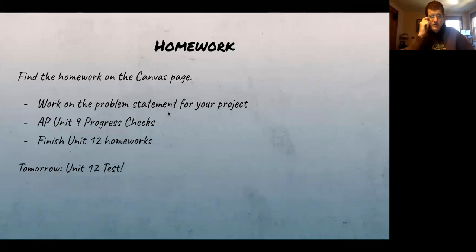If you have questions about your project, you can stick around. Work on your Unit 9 progress checks. That's going to help you with the multiple choice, no doubt. And you can finish all the homeworks that you did. That'll help you with the FRQs a little more, but just get a well-rounded understanding. So if you have any questions, stick around. If you're good to go, have a wonderful day, and I will see you tomorrow for your last unit test.